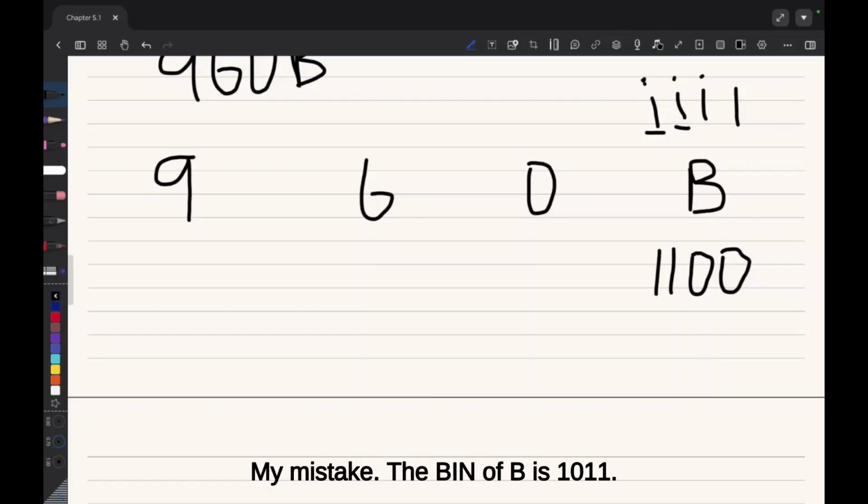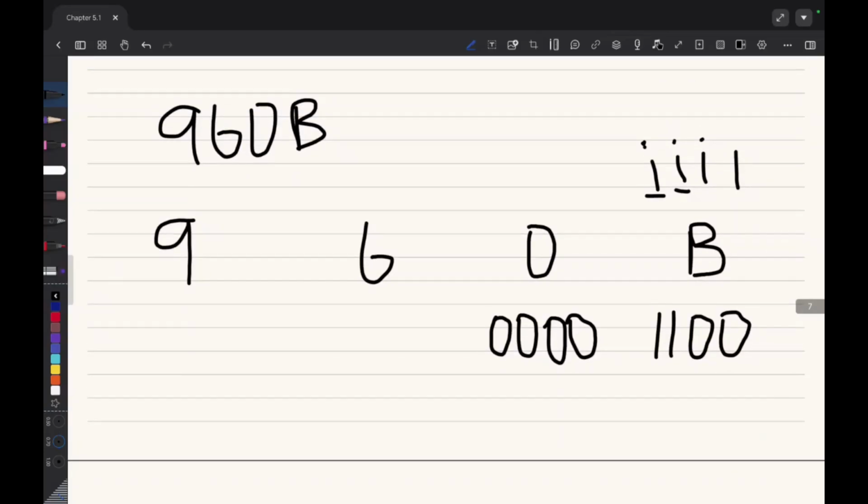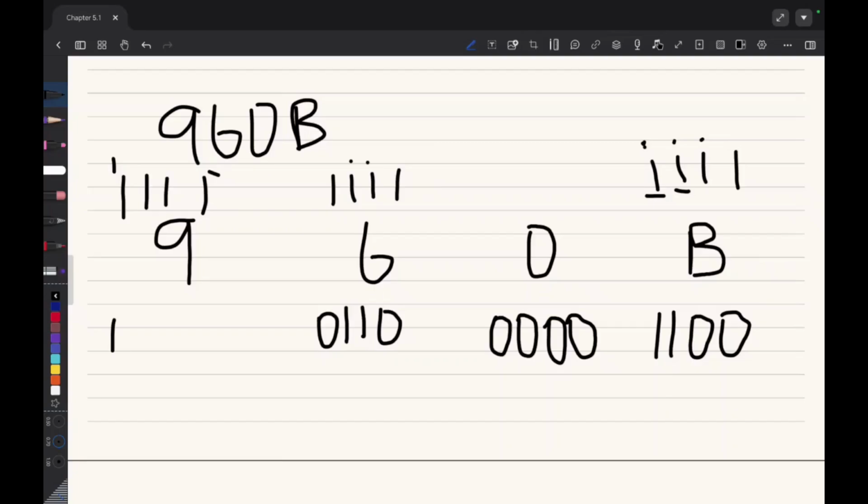Then let's go to a 0. We know that a 0 is just 0 all over. And then let's go to 6. We have 4 ones. Which ones do we need? We need a 4 and a 2, so it's going to be 0, 1, 1, 0. And then let's go to 9. Which numbers do we need to have a 9? We need the first one and the last one, so it's going to be 1, 0, 0, 1.